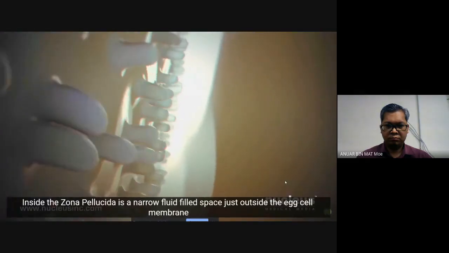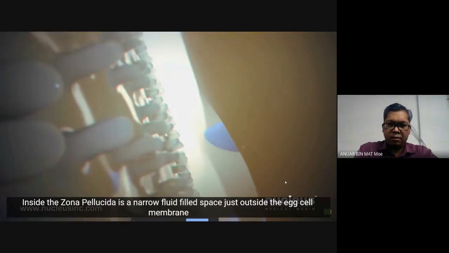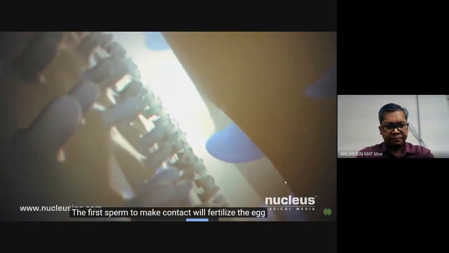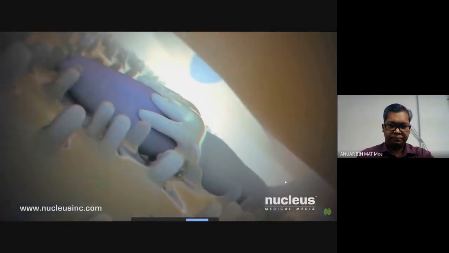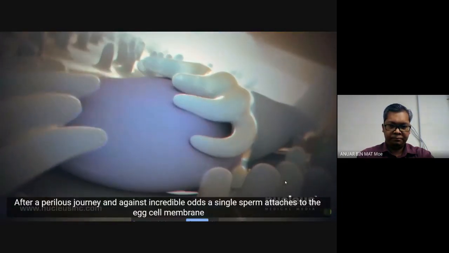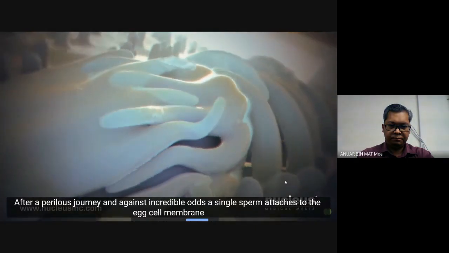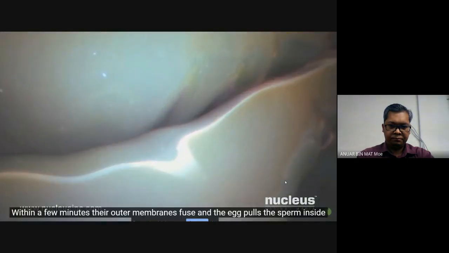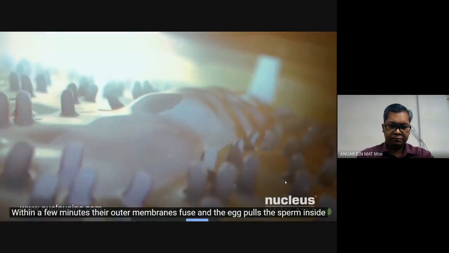Inside the zona pellucida is a narrow, fluid-filled space just outside the egg cell membrane. The first sperm to make contact will fertilize the egg. After a perilous journey and against incredible odds, a single sperm attaches to the egg cell membrane. Within a few minutes, their outer membranes fuse and the egg pulls the sperm inside.